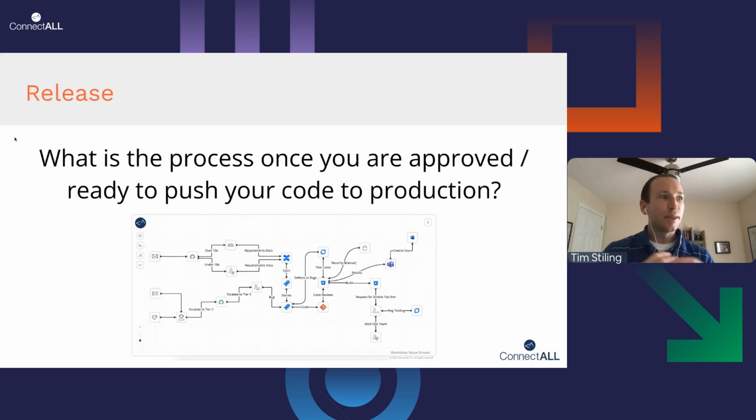And from there, the operations team is the one that's going to set this up and that's going to give the go-ahead and the green light. So what happens once you are approved and ready to push your code to production?